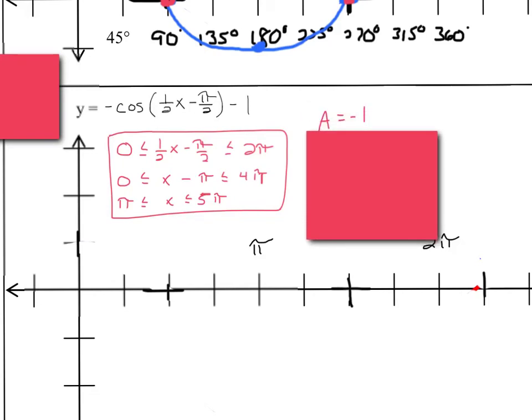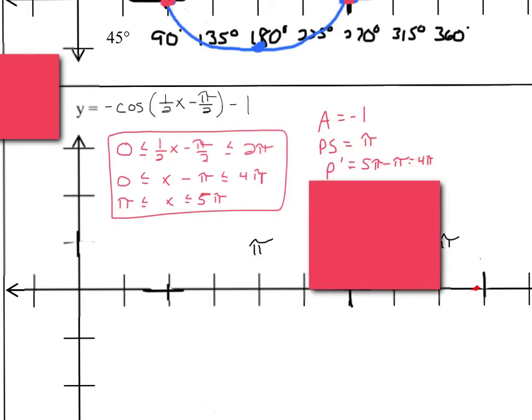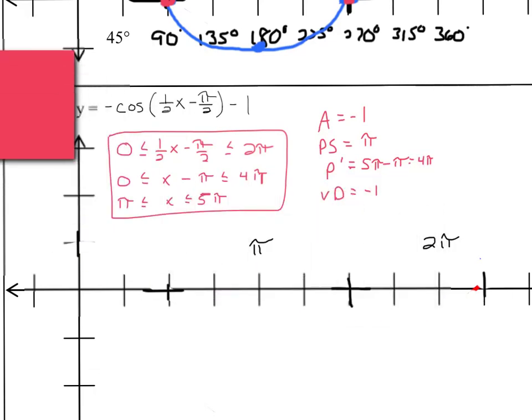A is negative 1. That's the lead coefficient. Phase shift is pi. That's coming from this. New period is the end of the period minus the beginning. 5 pi minus pi is 4 pi. And then the vertical displacement is negative 1. That comes from this number right here.